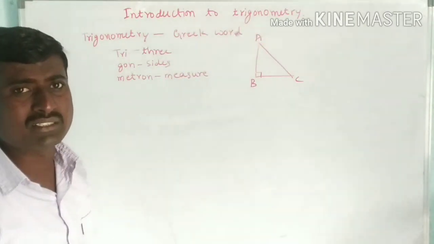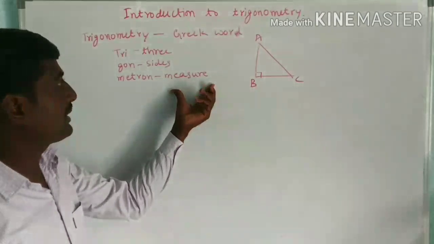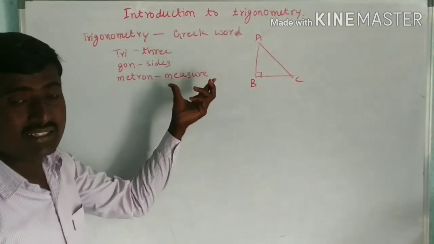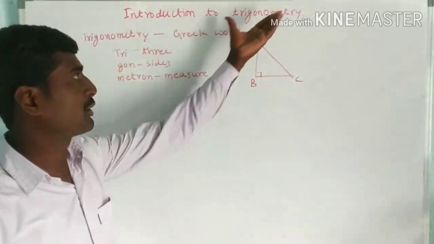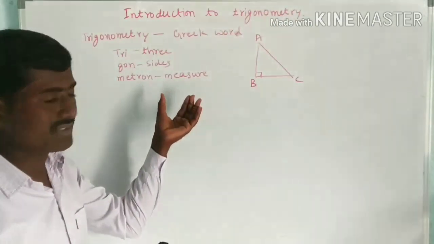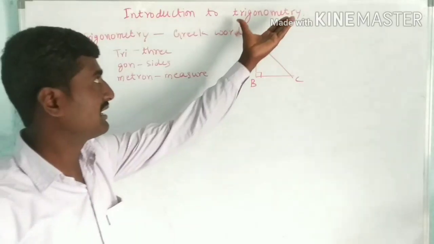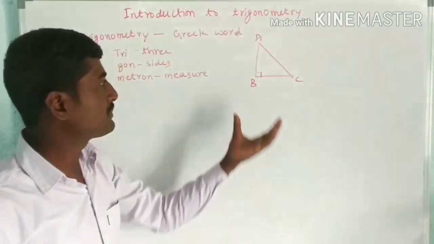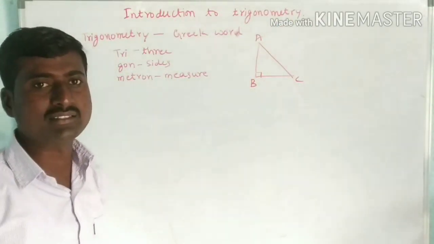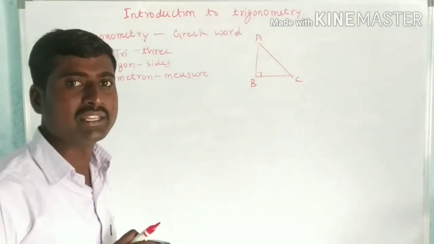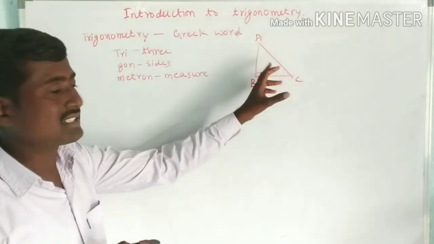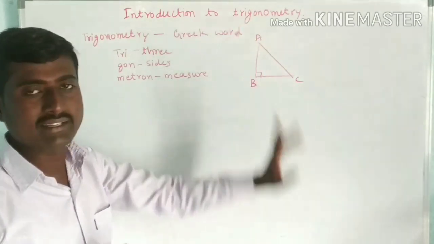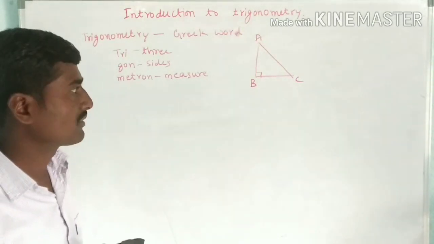What is 3 sides measure? It is the measurement of 3 sides. It means the measure of sides of the triangle. That is trigonometry. Especially, we shall discuss the right angle triangles only. So that is the measurement of the sides of a right angle triangle. That I can take as trigonometry.